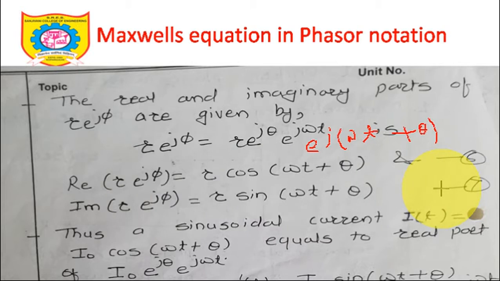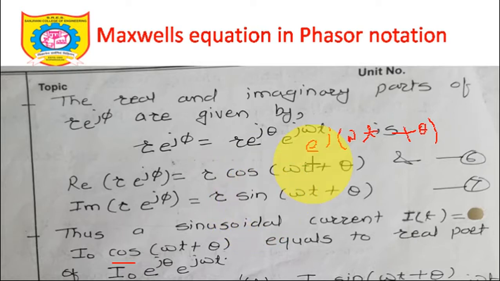Now let's come back, take these points of what we have understood in the vector point or complex number, and let's apply those in the field theory of electromagnetics. Thus a sinusoidal current I of t. Now let's say one equation is given to you, that the sinusoidal current I of t is given by I0 cos of (omega t plus theta). Once there is a cos term, you can write this as a real part, because real part is always a cos and imaginary part is always represented as sin.